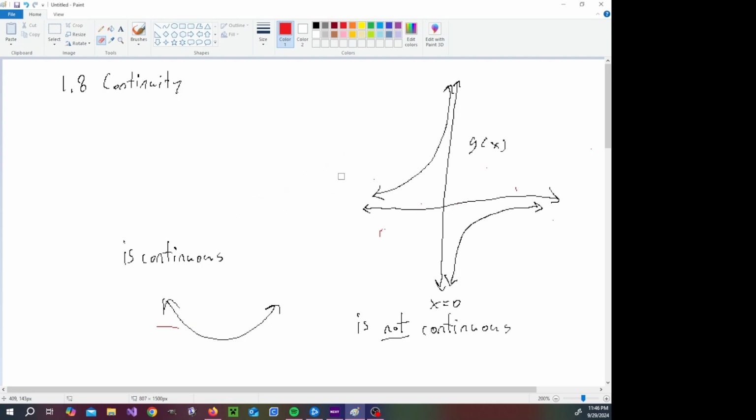And I wish the eraser was bigger. I don't remember how to change that.